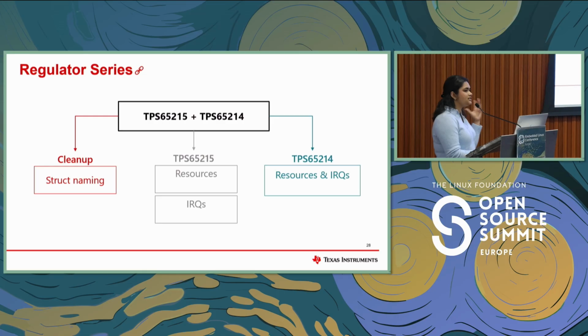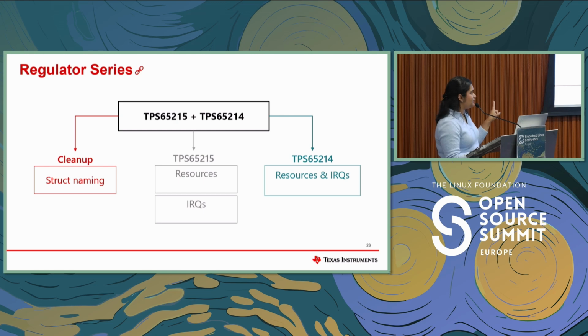For the regulator series, it's a similar structure where there is a cleanup patch that renames the structs to indicate whether it supports only TPS 65219, only TPS 65214, or if it supports all three PMICs by using TPS 6521X, which is going to be great for future users to know which functions support which PMICs with such a scalable driver. For the next two patches, for 215, there was one patch adding in the regulator resources support, and then the second patch adding in the IRQ support, and then those were combined into one patch for 214.